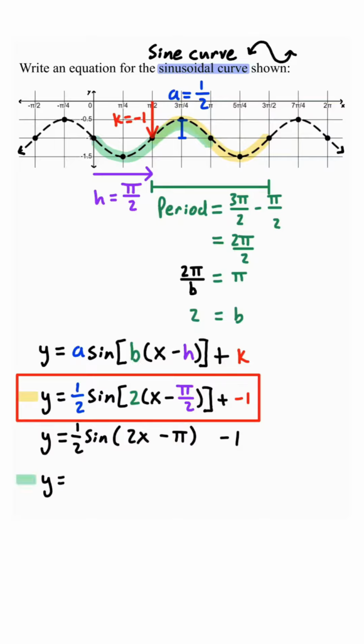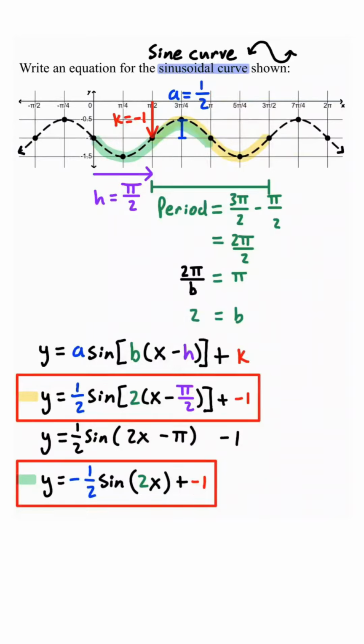So this equation is going to be y equals this negative, which signifies the reflection across the x-axis, times 1/2 sine of 2x, since the phase shift hasn't been moved left or right, so h equals 0, so this simplifies to 2x, plus a -1. So the solution to the green curve is this.